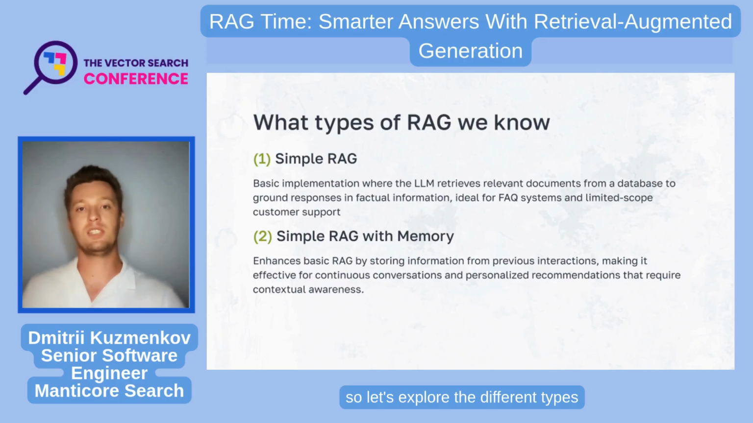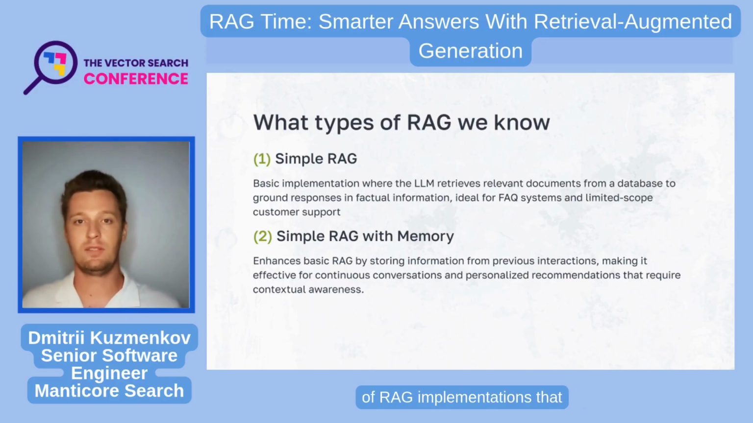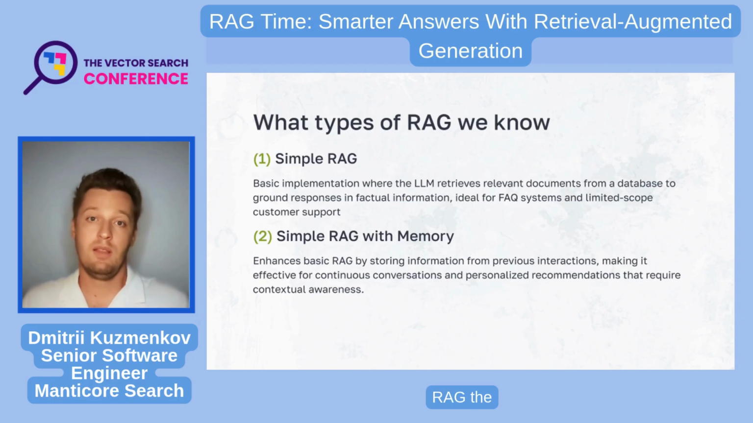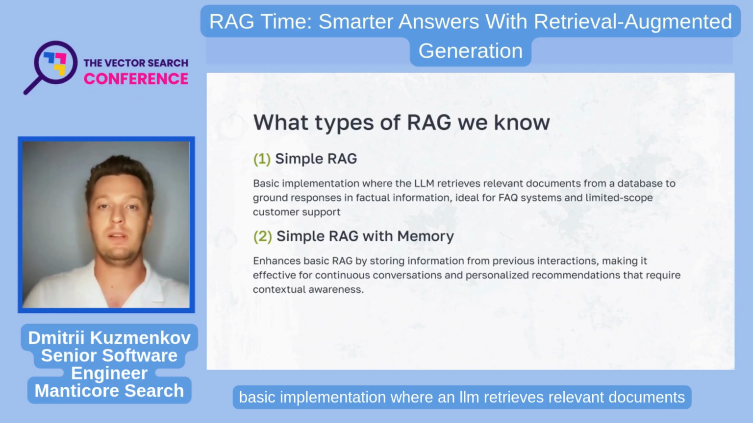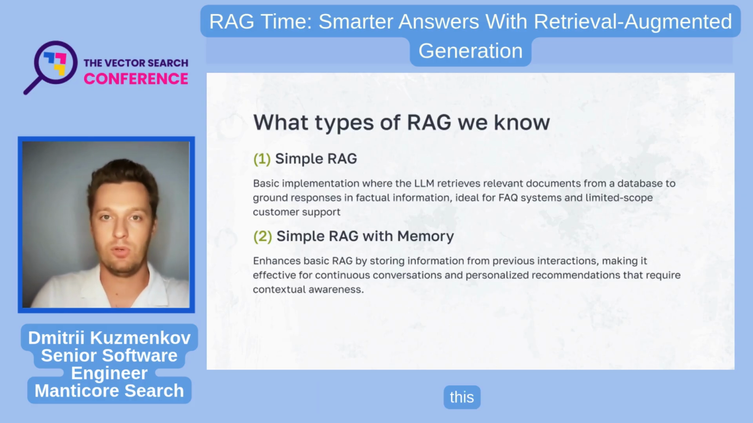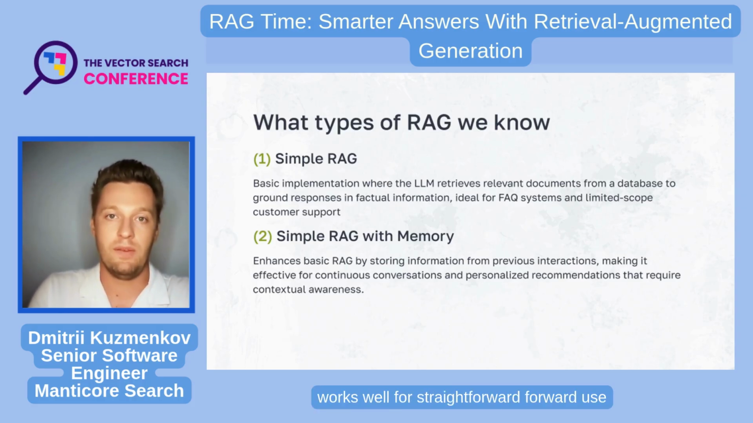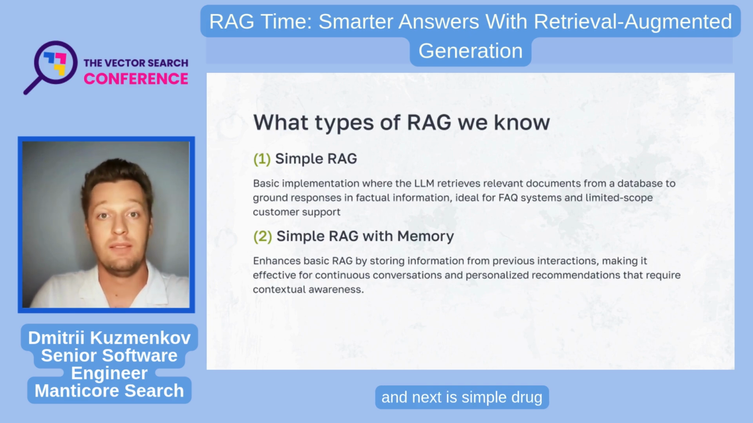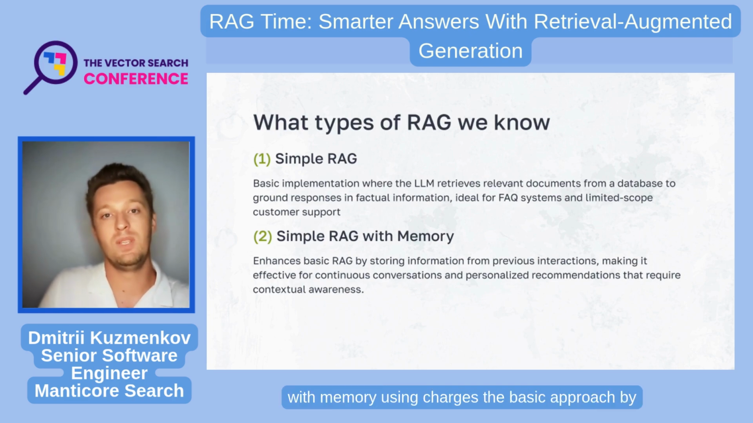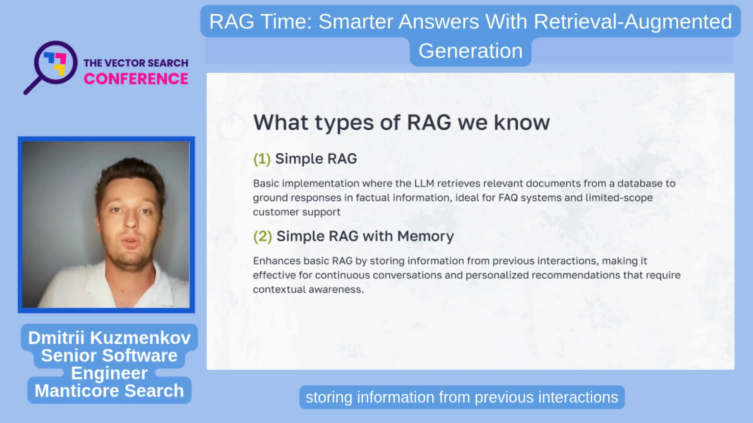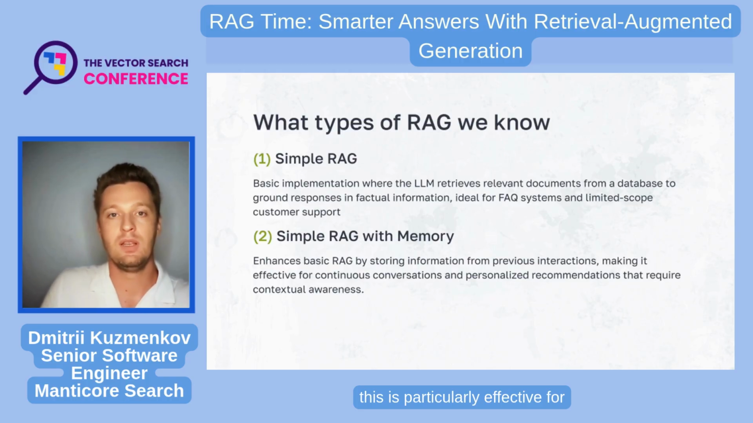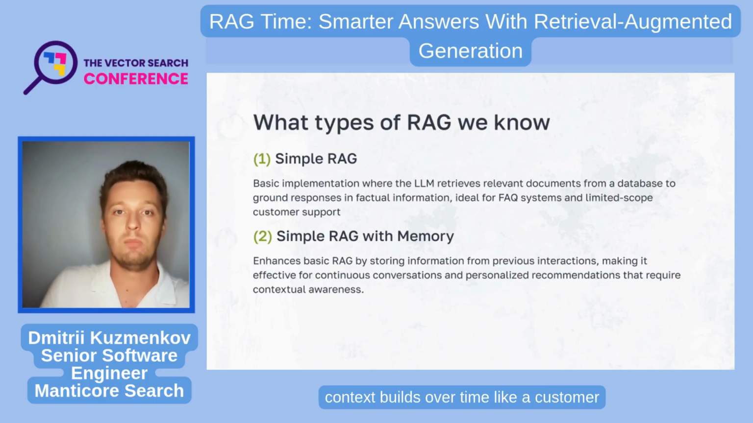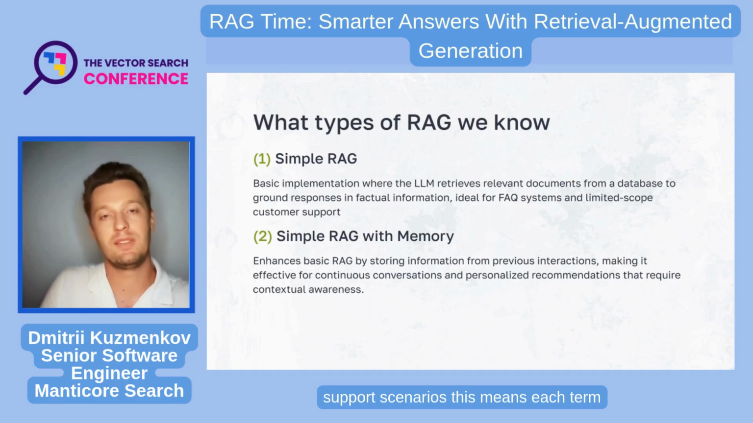So let's explore the different types of RAG implementations that have emerged. First, we have simple RAG. The basic implementation where an LLM retrieves relevant documents from a database to ground its responses. This works well for straightforward use cases like FAQ systems. Next is simple RAG with memory, extending the basic approach by storing information from previous interactions. This is particularly effective for continuous conversations where context builds over time, like customer support scenarios.